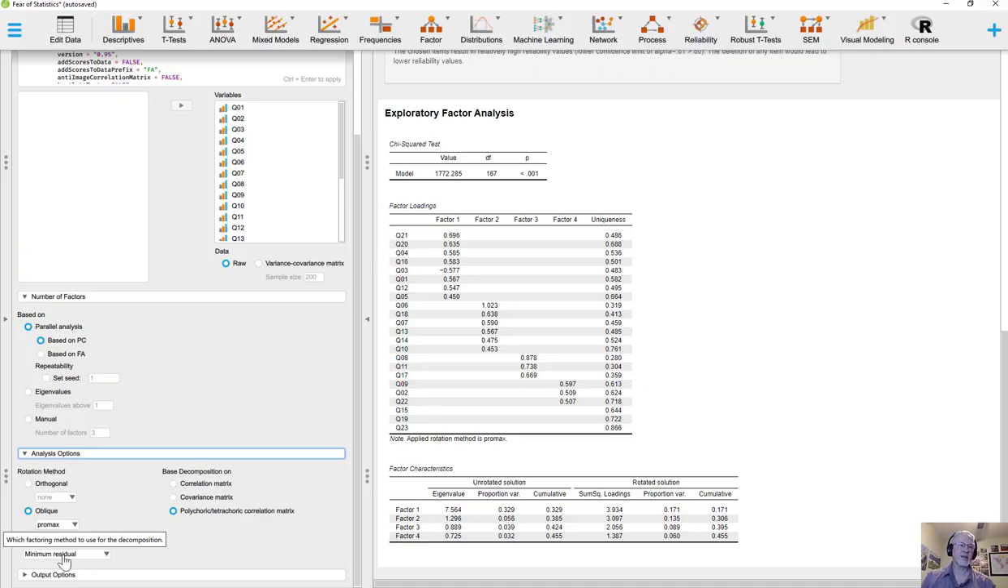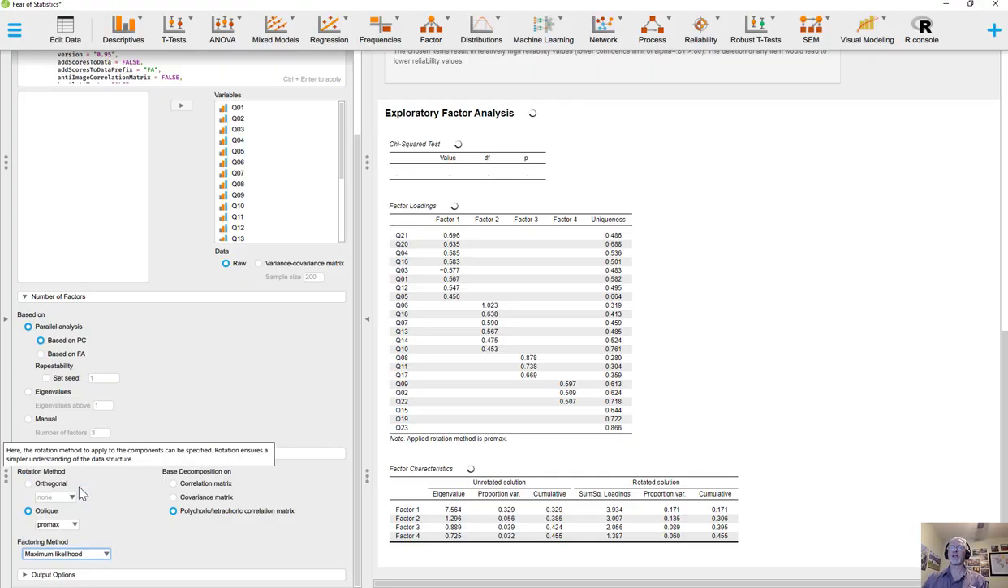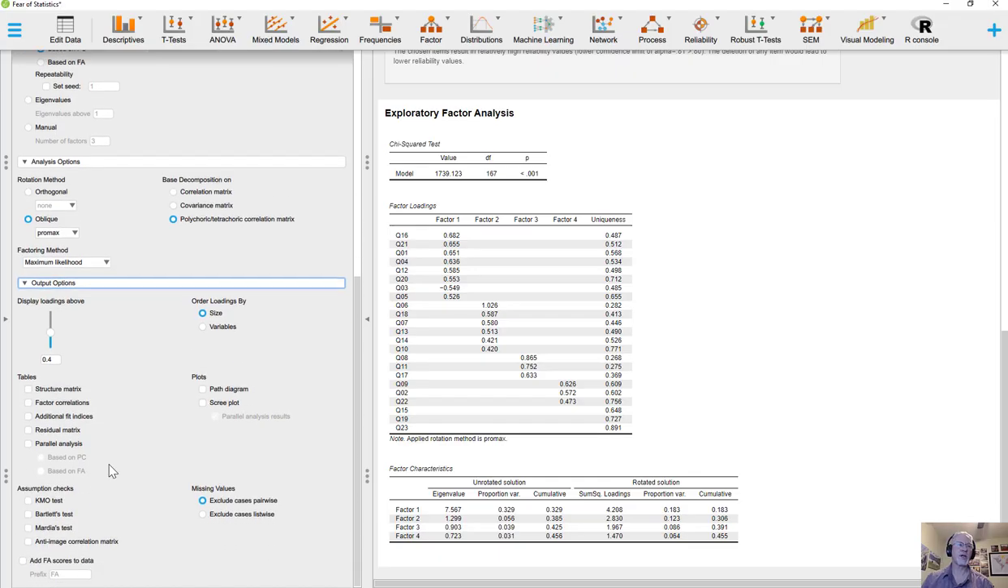What is the factoring method? It's using minimal residual right now as its default. I like either principal axis factoring or maximum likelihood. And so maximum likelihood estimation has become increasingly popular with the advent of structural equation modeling. And they're likely going to give you very similar results. We're not going to try and dissect the differences between those.